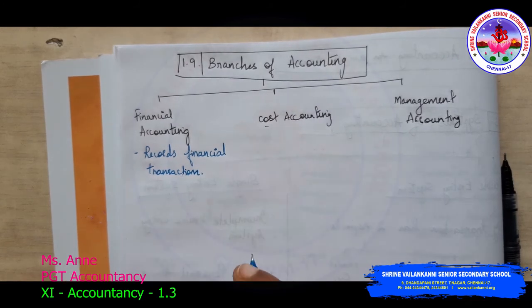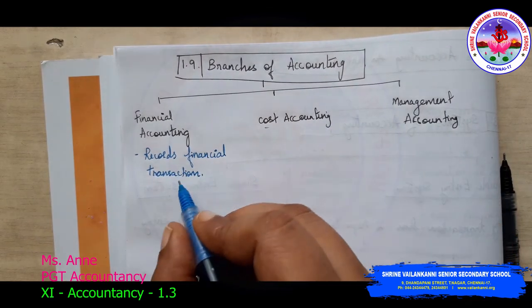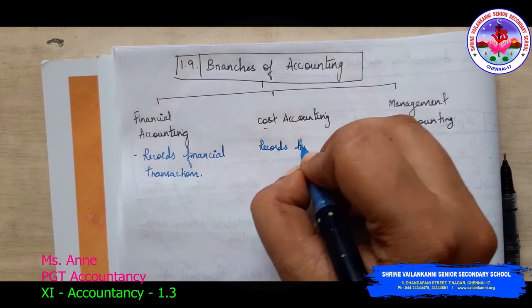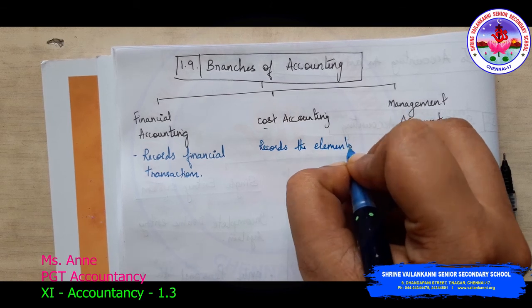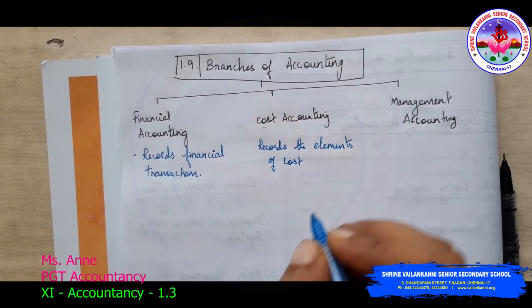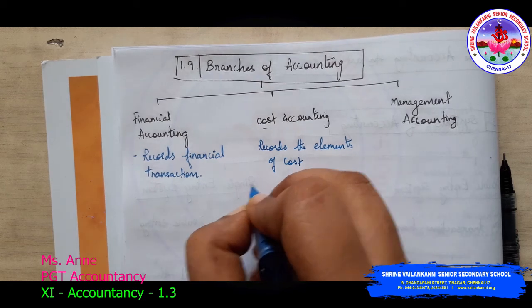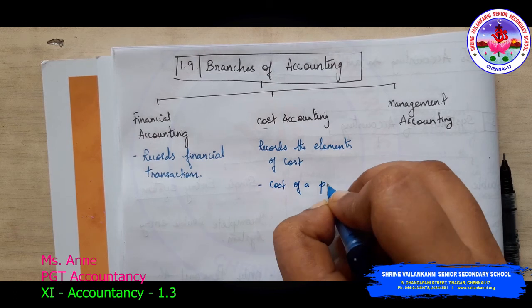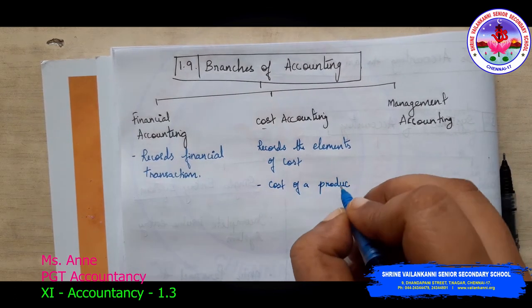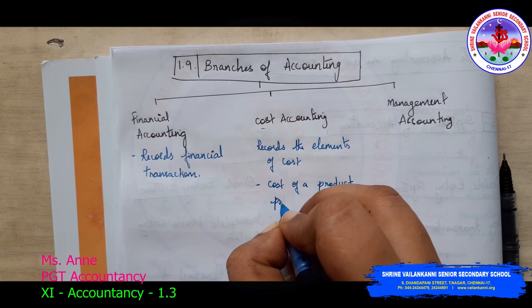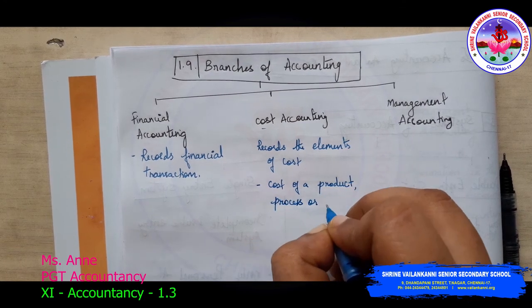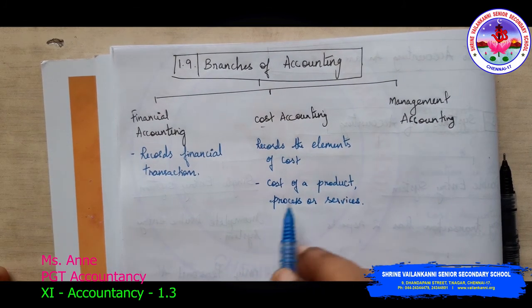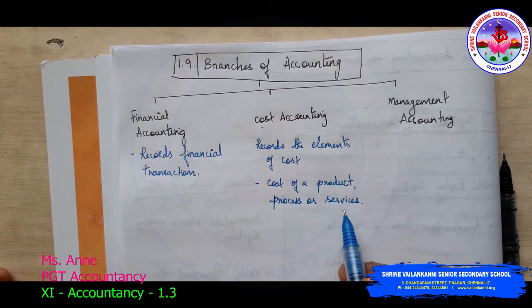Okay. So cost accounting records the elements of cost. It is primarily used to find the cost of a product, process or services.